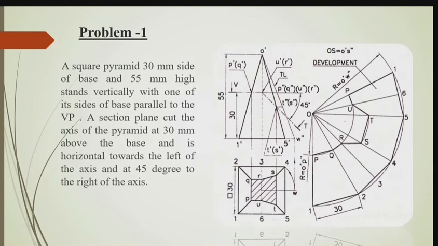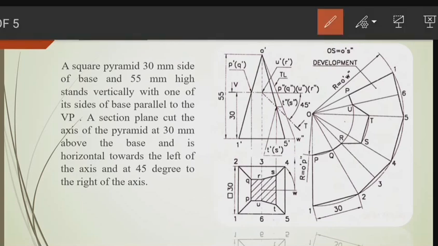As you know, we studied a lot of different types of problems related to development. Now here in this problem we are using a square pyramid. As we already studied how to develop the pyramid, here there is a pyramid which is square type, and it has a 30 mm side of the base.